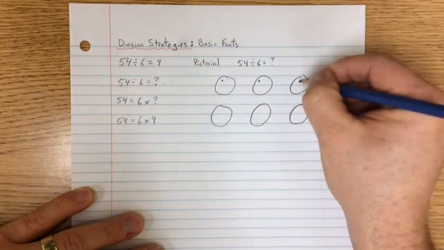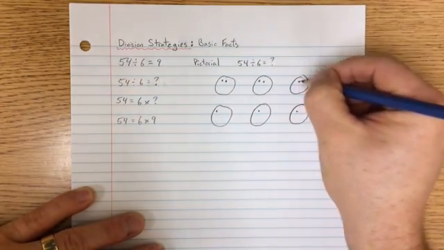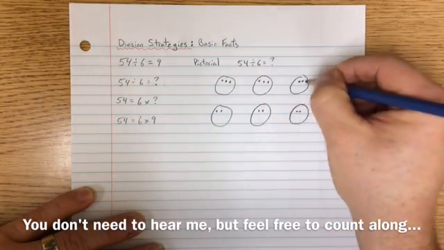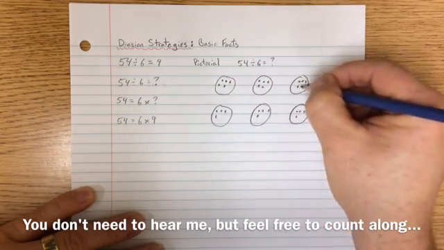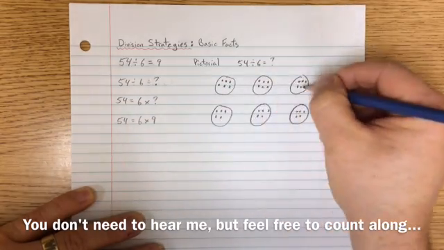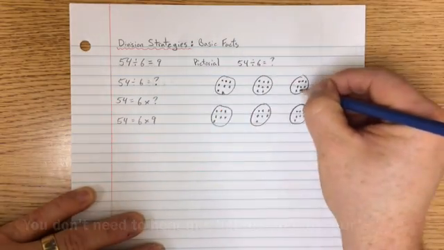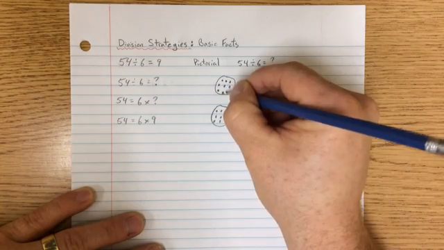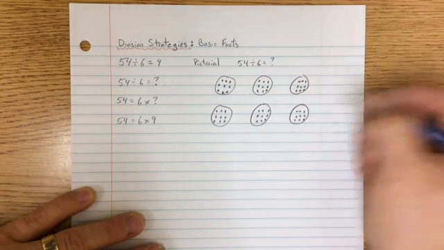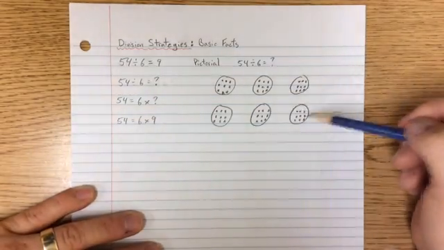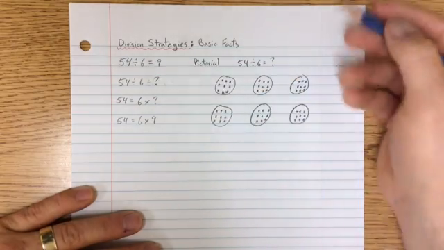1, 2, 3, 4, 5, 6, 7, 8. And by the time we finally got to 54, we'd see that there's 9 in each group. So this is just the pictorial grouping of it.